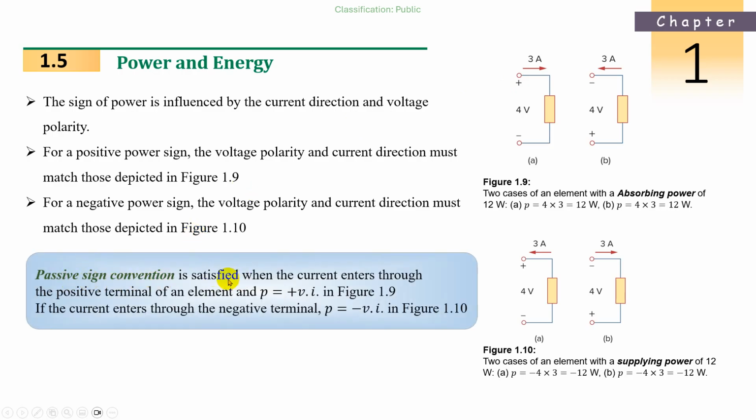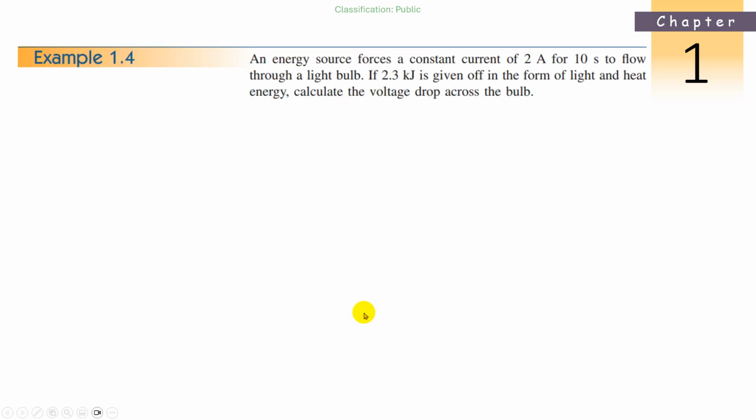Passive sign convention, how to know? Okay. Passive sign convention is satisfied when the current enters through the positive terminal of an element. Same thing I am repeating. Then P is equal to plus Vi. Okay. If current enters through the negative terminal, like this, then power P is equal to minus Vi.